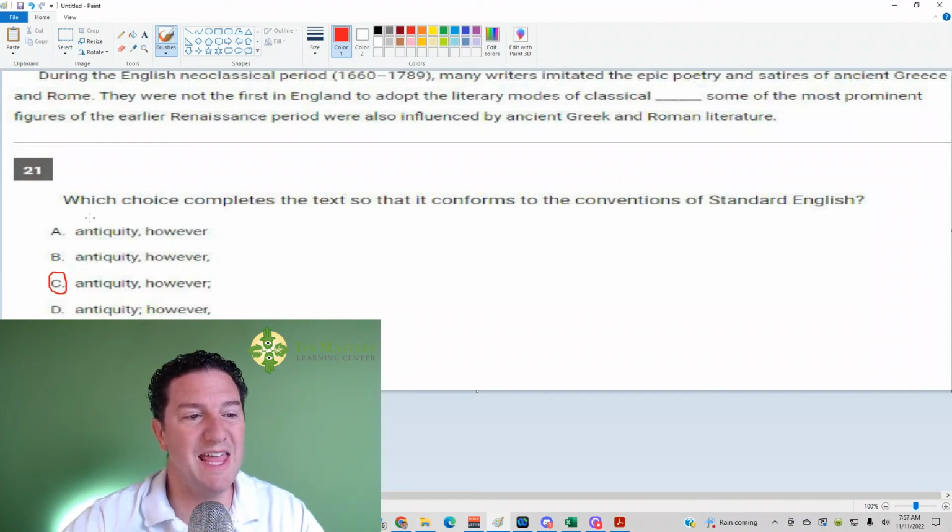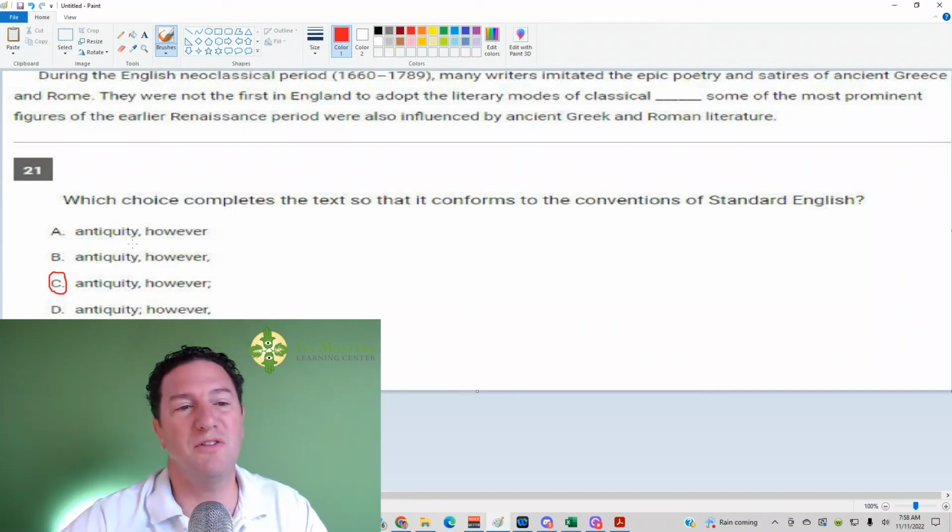Answer choice A and B, we would both call those comma splices. When a comma is in the middle of the sentence, there cannot be an independent clause before and after the comma, and the word however cannot combine two independent clauses.